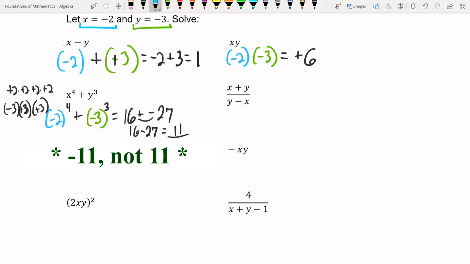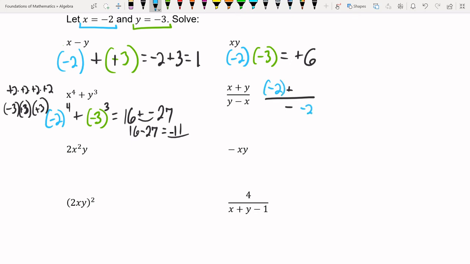All right, next one, and we have x, which is -2. I'm going to write the rest of it here. The -2 in parentheses. The x on the bottom is also -2. And then the y's are -3.